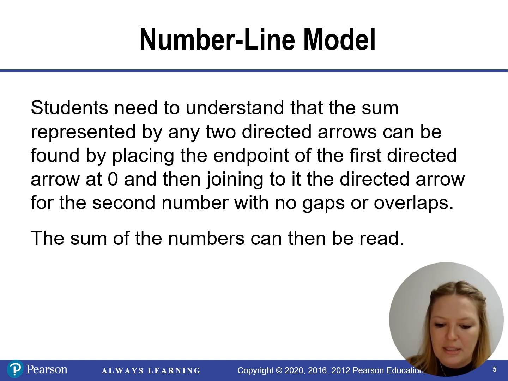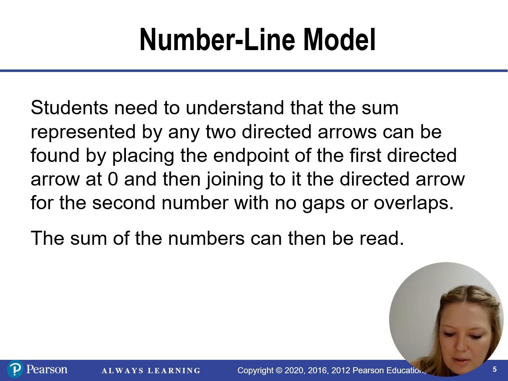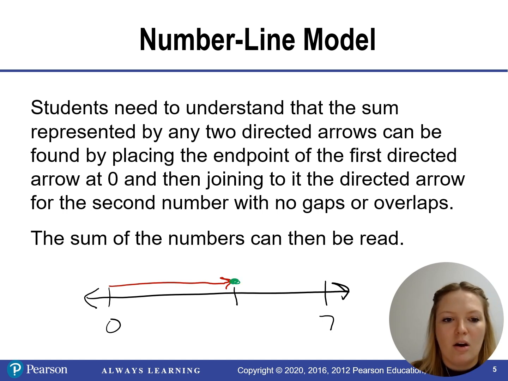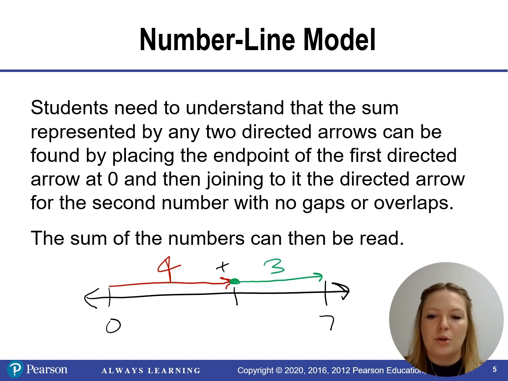So in that previous example, we had our number line from 0 to 7, and the first length was up to 4, and the second length started at the very end of our first length and went 3. So that gave us 4 plus 3 equals 7. We have to make sure there are no gaps or overlaps.